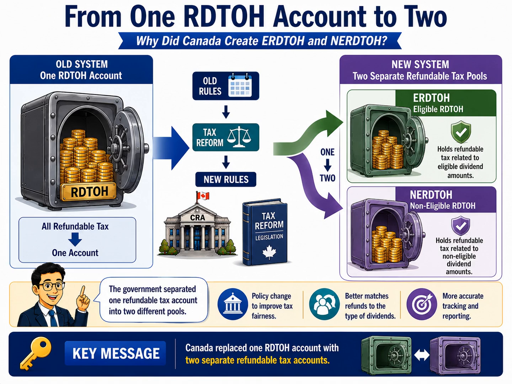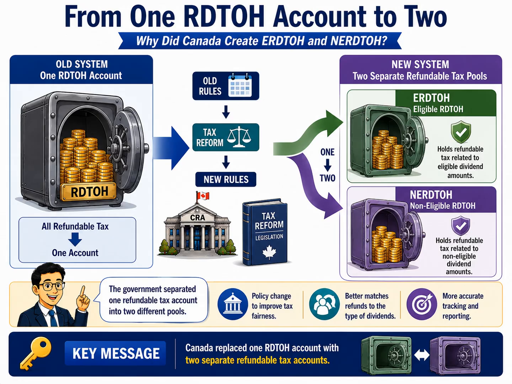Think of this change as replacing one large storage vault with two smaller vaults, each designed to hold a different category of refundable tax. The purpose of this change was not simply to create more paperwork. Instead, it was designed to better match refundable tax with the appropriate type of dividend that would eventually be paid to shareholders. In other words, the government wanted a closer connection between the source of refundable tax and the type of dividend that could trigger its recovery.